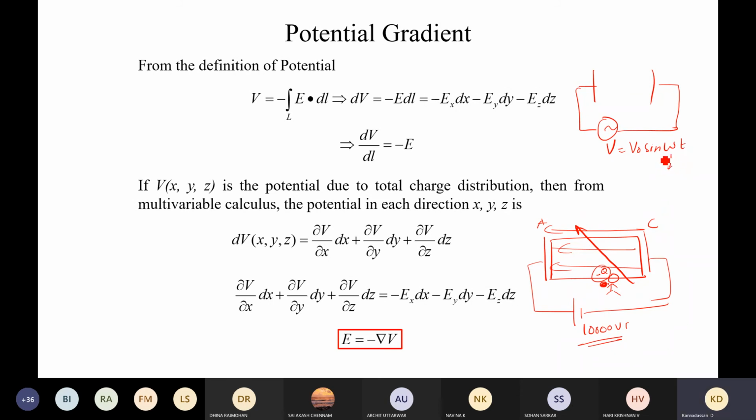Can anybody say what this omega is? No idea? Omega is 2 pi f, where f is the frequency. This frequency is in gigahertz, which we call microwave. So this microwave signal is going to travel between the plates.